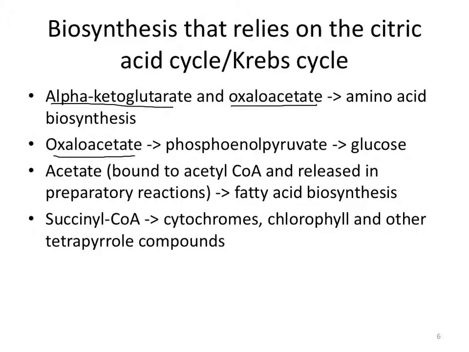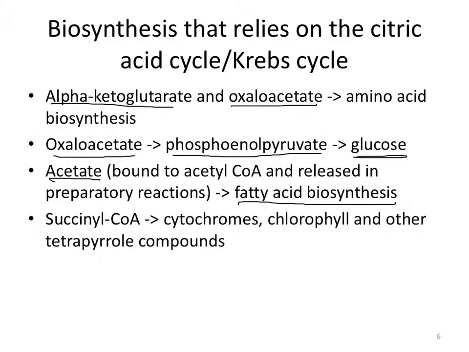Oxaloacetate is used to make the high-energy molecule phosphoenolpyruvate, which is a precursor to glucose, which many cells will synthesize. Acetate, which is part of acetyl-CoA and is then released during the preparatory reactions, feeds into fatty acid biosynthesis, so that's really important in membranes.